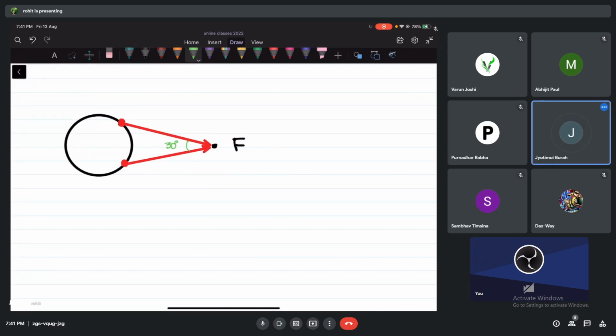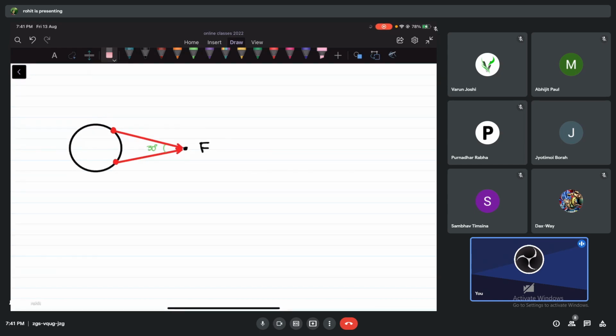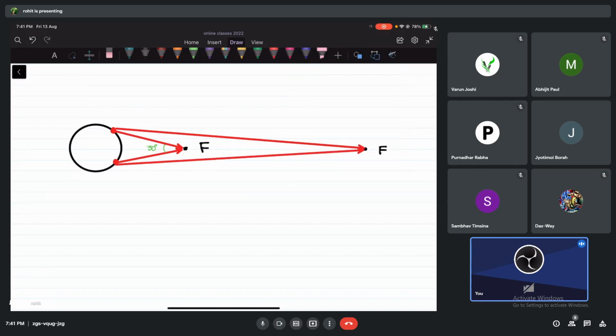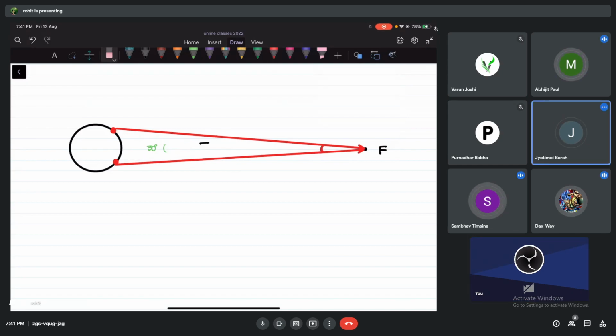Now think about this. I don't have this point F here. Let's say I have this point very far. Okay, very far. Let me put it like that. That is the point F. Now I want to look at that point F again, from these 2 points, from here to here like that, from here to here like that. Now you tell me, guys, is the angle subtended at this point still 30 degrees or much less? Much less.